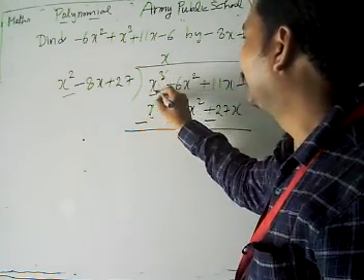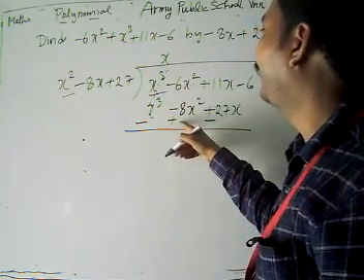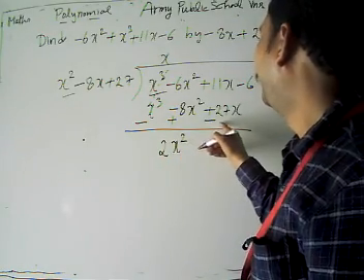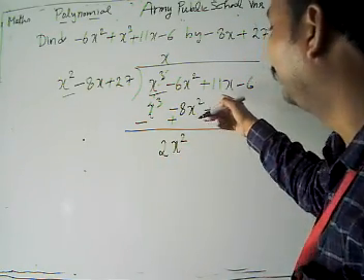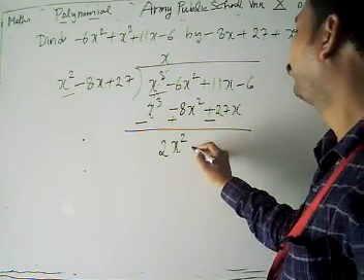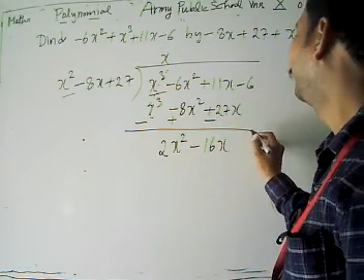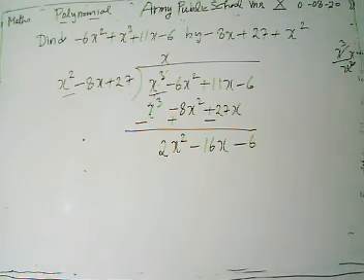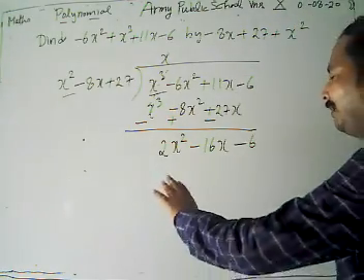Then the x cube terms cancel each other. Here what do we get? Minus 6 plus 8, yes, we get 2x square. Then 11 minus 27 gives minus 16x, and we carry down this minus 6. Now look, what we have is 2x square minus 16x and minus 6.